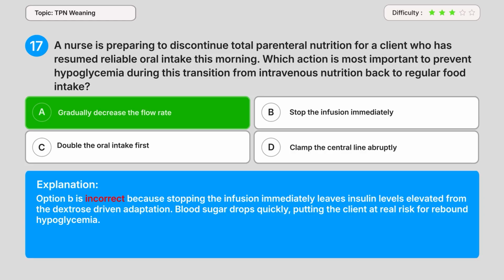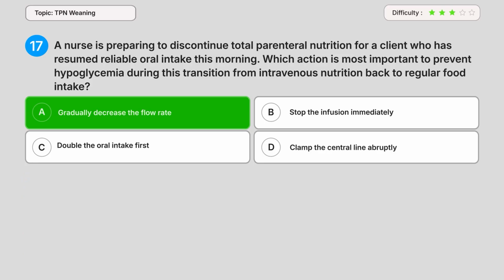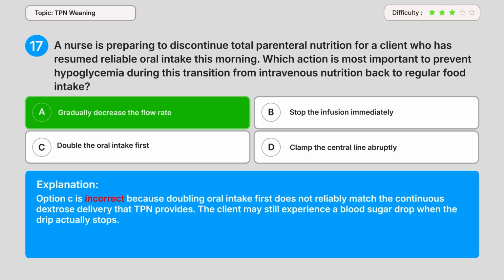Option B is incorrect because stopping the infusion immediately leaves insulin levels elevated from the dextrose-driven adaptation. Blood sugar drops quickly, putting the client at real risk for rebound hypoglycemia. Option C is incorrect because doubling oral intake first does not reliably match the continuous dextrose delivery that TPN provides. The client may still experience a blood sugar drop when the drip actually stops.